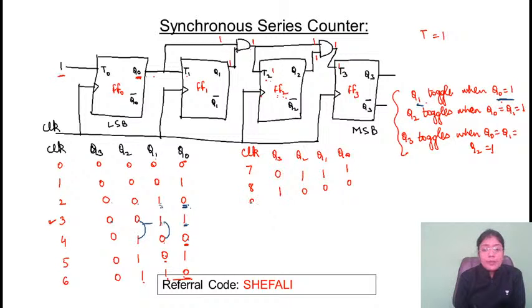Next clock, 9. This value will toggle. The previous value was 0, so it won't toggle. Both the values, if even one is 0, then the rest will remain as they are. For the 10th clock, we have to go from 0 to 7. Why do we have to go up to 7 from 0?